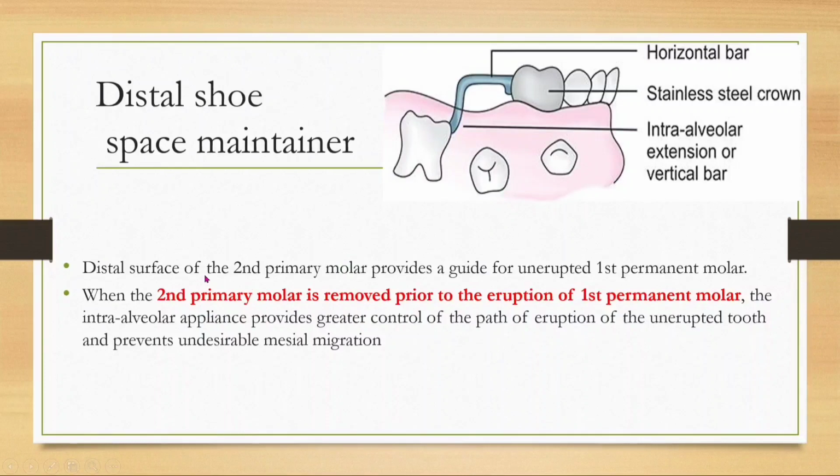So that is how the distal surface of the second primary molar provides a guide for the unerupted first permanent molar. So when the second primary molar, this one, is removed prior to the eruption of the first permanent molar, the intraalveolar appearance provides greater control of the path of eruption of the unerupted tooth and prevents undesirable mesial migration. So this will not go to the mesial side if it is kept here. It will act as a guiding plane. That is the distal shoe space maintainer. You need to understand the concept.